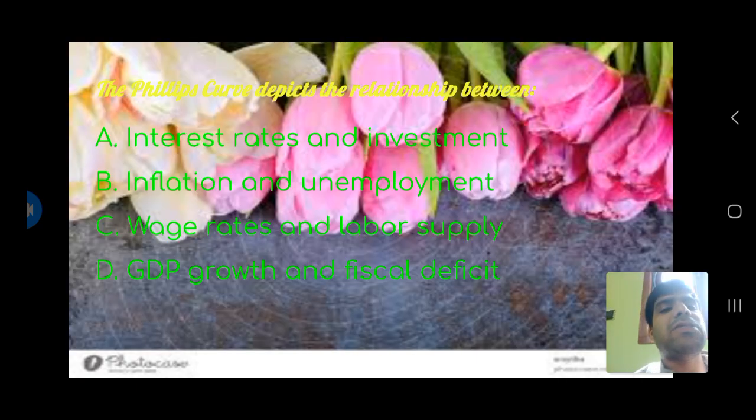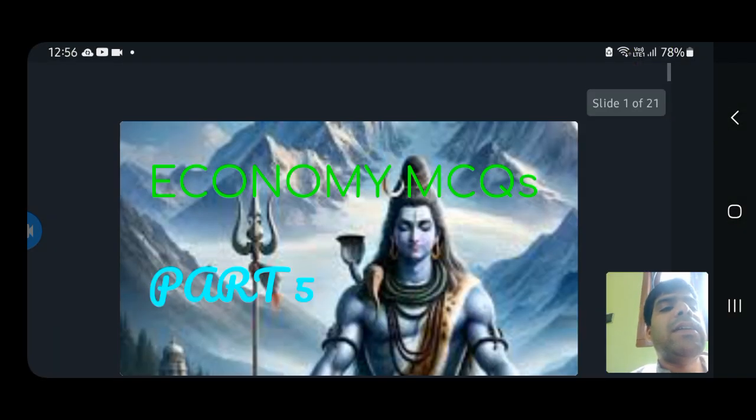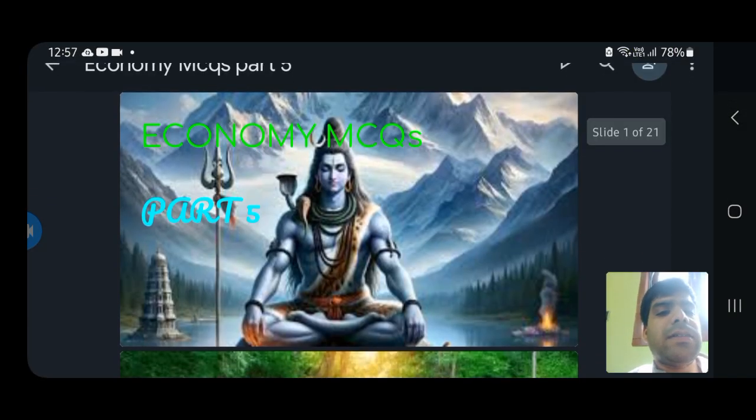making it irrelevant to future decision making. And the next question is, the Phillips curve depicts the relationship between, and the options are, option A, interest rate and investment, option B, inflation and unemployment, option C, wage rates and labor supply, option D, GDP growth and fiscal deficit. And then the correct answer is option B, inflation and unemployment.